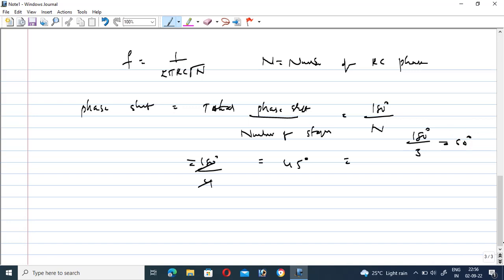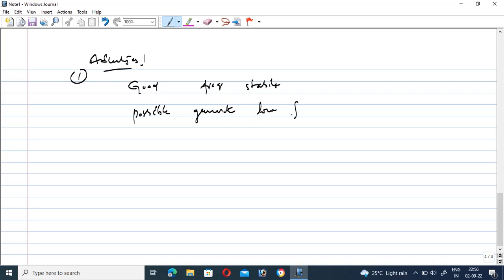Now, the advantages of the RC phase shift oscillator: it has good frequency stability, and it is possible to generate low frequency oscillations. These are the advantages. It also has some limitations: low output, and it is difficult to initiate oscillations.